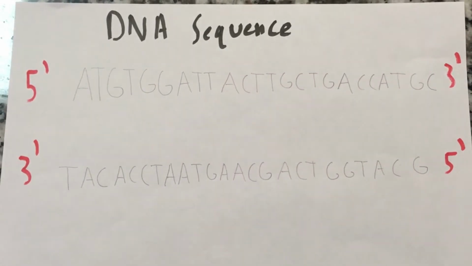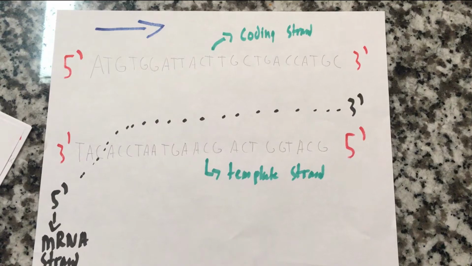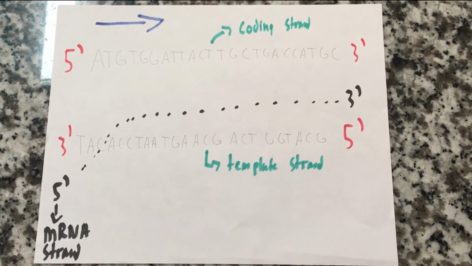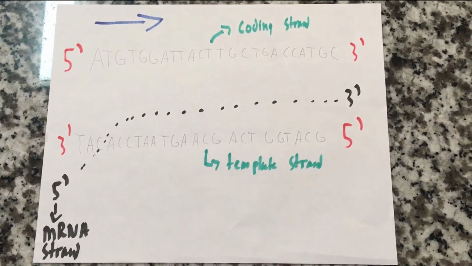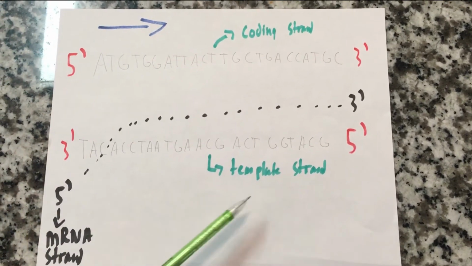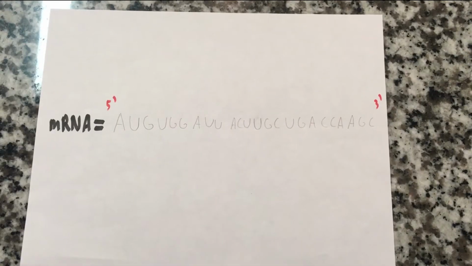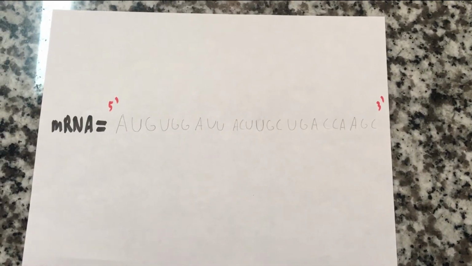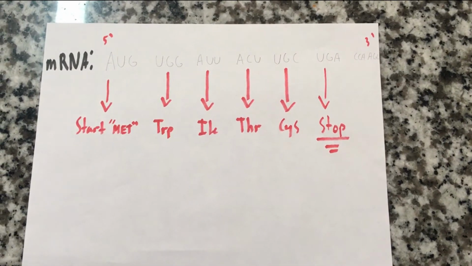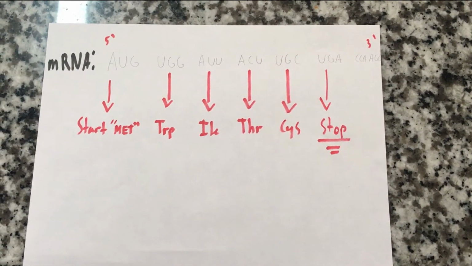This is the original DNA sequence. In this example, we will be doing transcription from left to right. For this reason, our codon strand is the top strand and our template strand is the bottom strand. This will be our mRNA sequence following transcription. And this will be our translation from 5' to 3' direction.